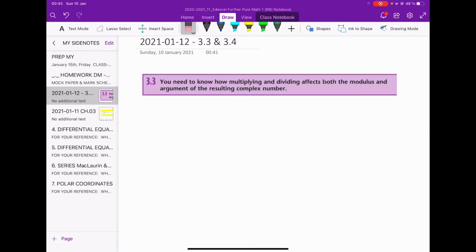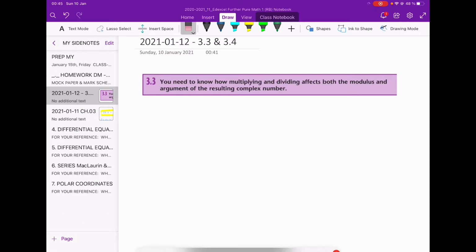So we'll start with section 3.3. That is about multiplying and dividing complex numbers. You already know how to do these operations, but you should be aware of what impact it has on the modulus and on the argument of the complex numbers.